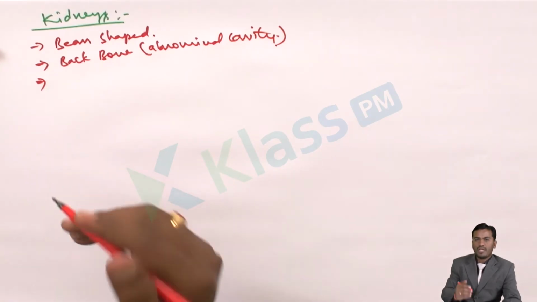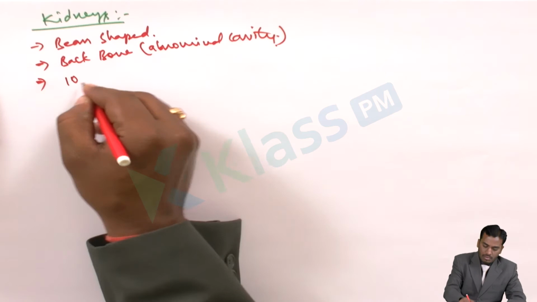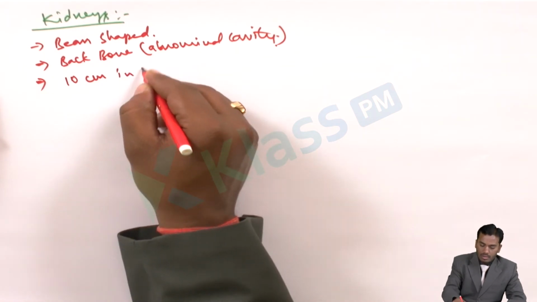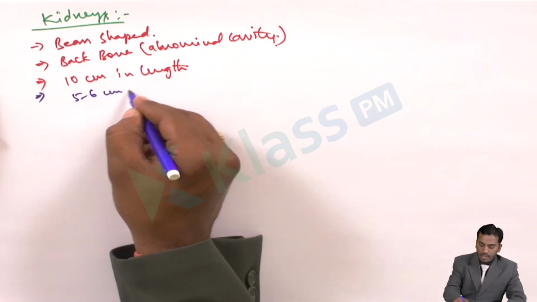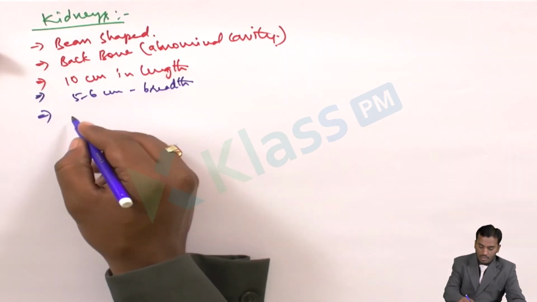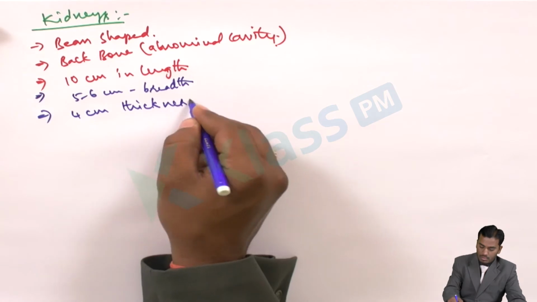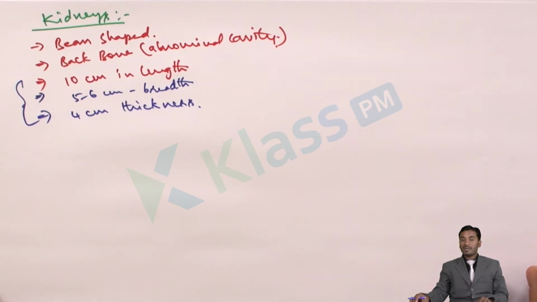And the right kidney is placed a little down when compared to the left kidney. The size of a kidney is 10 centimeters in length, 5 to 6 centimeters in breadth, and 4 centimeters in thickness. So these are the measurements of a kidney.